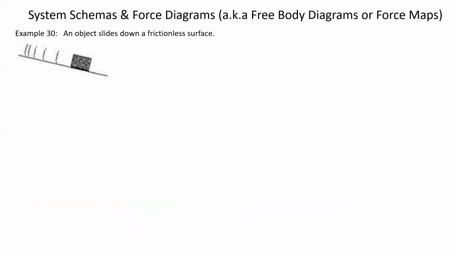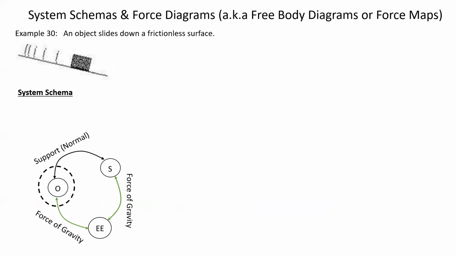An object slides down a frictionless surface. The system schema would kind of look like this. Notice there's only two forces acting on it. Since it's accelerating downward and to the right, it's a good idea to rotate your coordinate system for this one so that the positive x-axis is in the direction of the acceleration. The force of gravity is still straight downward towards the center of the Earth. Don't make the mistake of drawing it down along the negative y-axis. That's incorrect. It's straight downward.